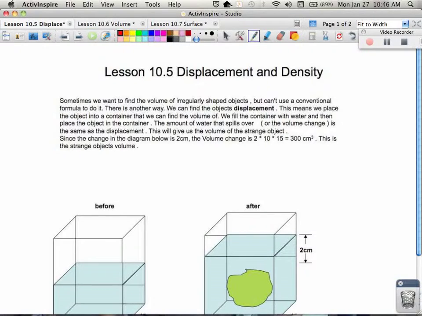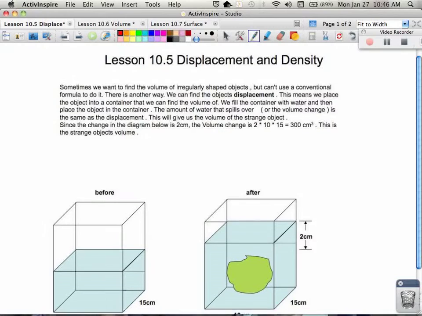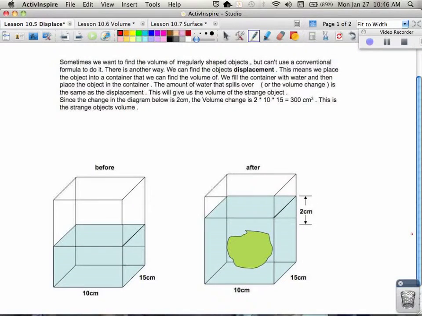In lesson 10.5, we're going to talk about two things. We're going to talk about displacement and density. Sometimes we want to find the volume of some irregularly shaped object, but we can't really use a formula to do it. So there's another way. We can find the object's displacement.